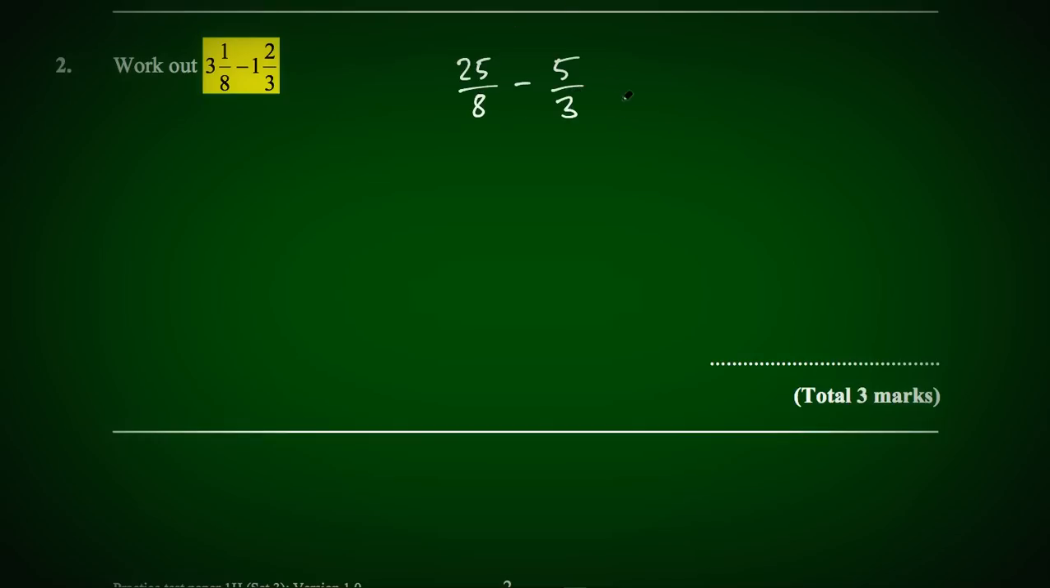Now I'm going to turn these both into 24ths. This one needs to be multiplied by 3 over 3, so that is 75 24ths, minus, and this one's multiplied by 8 over 8, so 5 times 8 is 40, and 3 times 8 is 24. 75 minus 40 is 35 24ths, because the denominators are now the same. So 35 over 24. 24 goes into 35 once with a remainder of 11, so that is 1 and 11 24ths. That's my answer there.